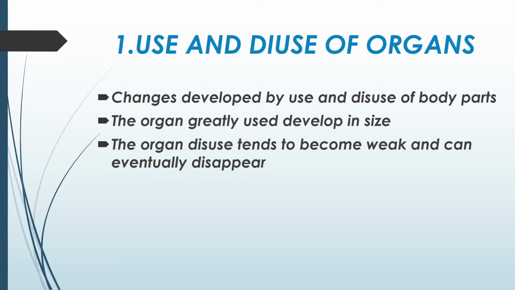It means if an organism uses a part of the body, it will develop. If it disuses it, that part of the body will disappear. The organ greatly used develops in size, and the organ disused tends to become weak and can eventually disappear. So the first point of Lamarckism, use and disuse of organs, means that if an organism uses a body part always, then this body part will greatly develop in size. And if a body part is not used, then that body part will become weak and can eventually disappear totally.